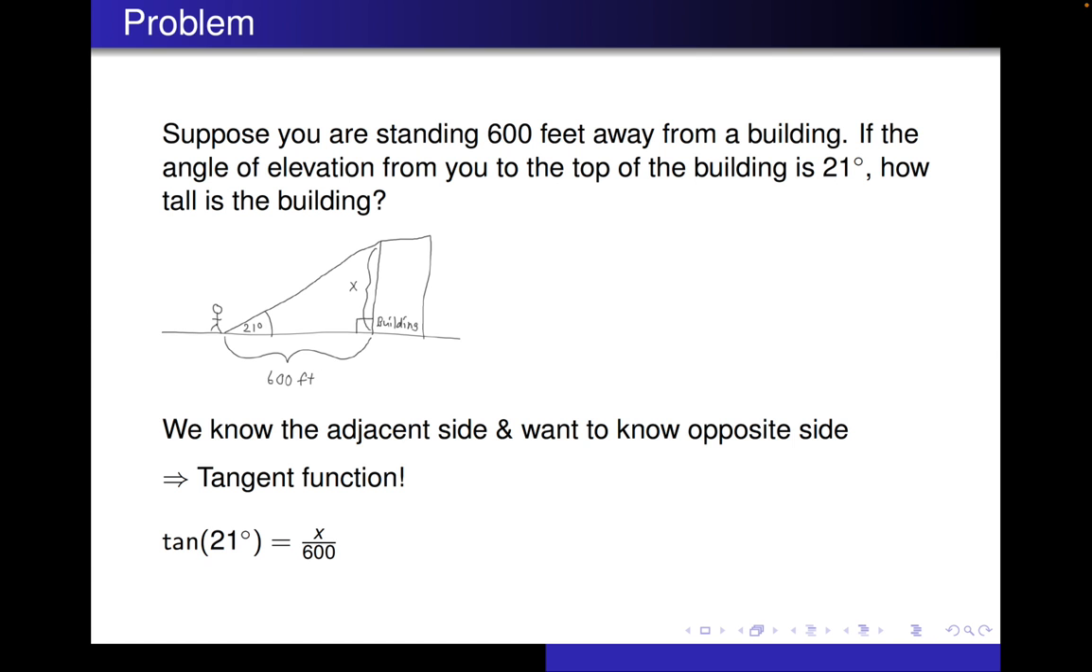So we can use this equation to solve for x. If we multiply both sides by 600, we get x equals 600 times tangent of 21 degrees. And tangent of 21 degrees is something that one can compute. We can use a calculator to do it, or there are other possible ways of doing that as well. But in any case, that gives us about 230 feet for the height of the building.